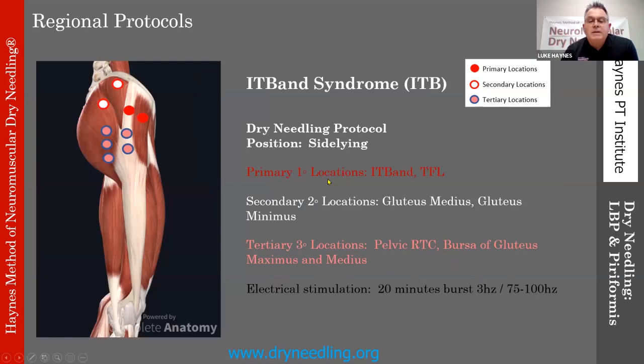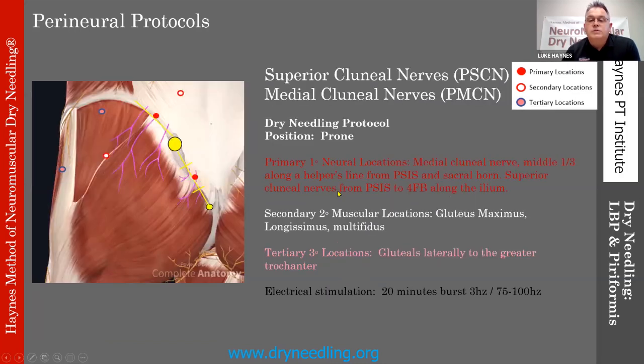For the IT band primary, I'm going to hit the IT band and TFL. And for my secondary, we'll go ahead and hit Gluteus Medius and Minimus, which are intimately associated with the IT band itself. And then a tertiary location would be the pelvic rotator cuff, part of which will be included in the secondary. And then the bursa, the Gluteus Maximus and Medius, since it will be receiving a lot of the pressure. So my primary, secondary, and then tertiary needling approaches there.